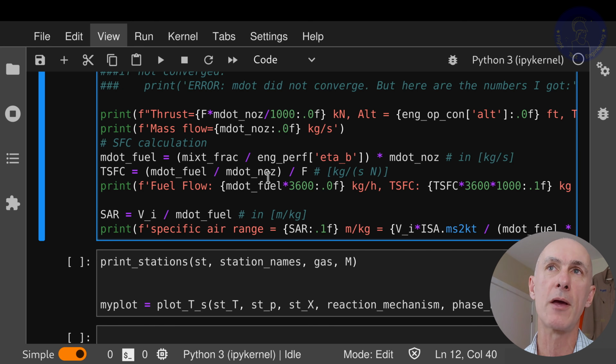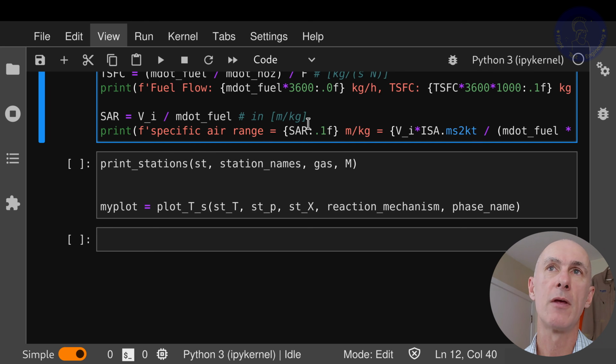And the fuel flow can be calculated from mixture fraction as mixture fraction over eta B times m dot. Recall that eta B is the burner efficiency from our combustor episode. And now we can obtain thrust-specific fuel consumption, which will be the fuel flow divided by the mass flow divided by specific thrust. Let's print out the fuel flow in kilograms per hour now, and TSFC in kilograms per kilonewton hour. And last, we can obtain the specific air range by dividing the aircraft speed by fuel flow.